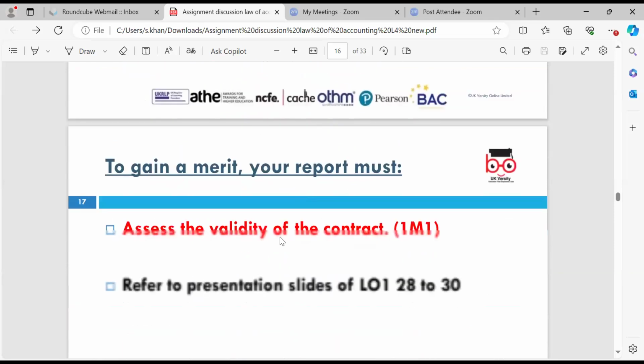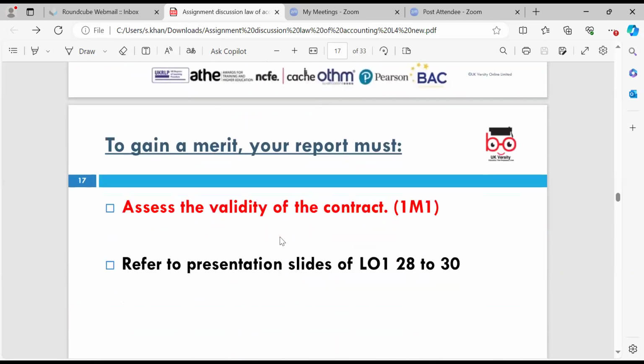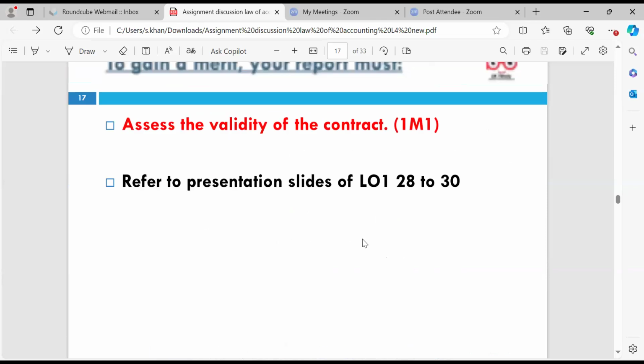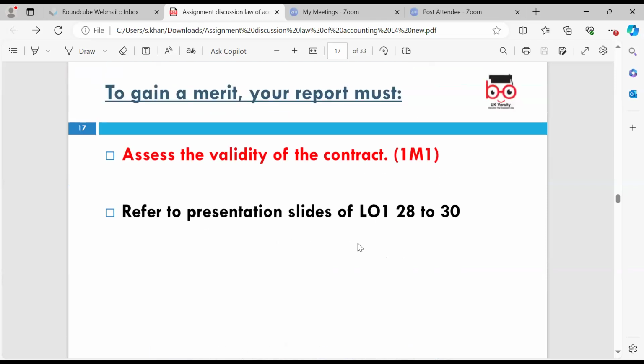To gain a merit, or if you just want to pass, you just do the pass ones. This is to gain the merit in the same part, part B. You need to look at assessing the validity of a contract. That's 1M1, and you need to put it as 1M1. You just copy and paste what the assignment is asking you. Then you refer to the presentation slides, learning outcome 1, 28 to 30. Is that okay for everyone?